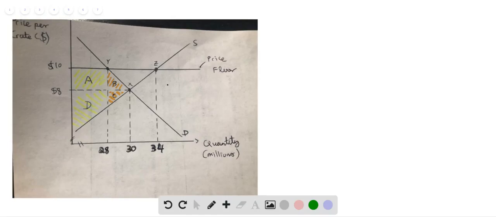So originally at point X, the producer surplus was equal to D plus C. But after the price floor has been imposed, the producer surplus has increased from D plus C to A plus D. But in order to quantify that more thoroughly, let's look at producer revenue.